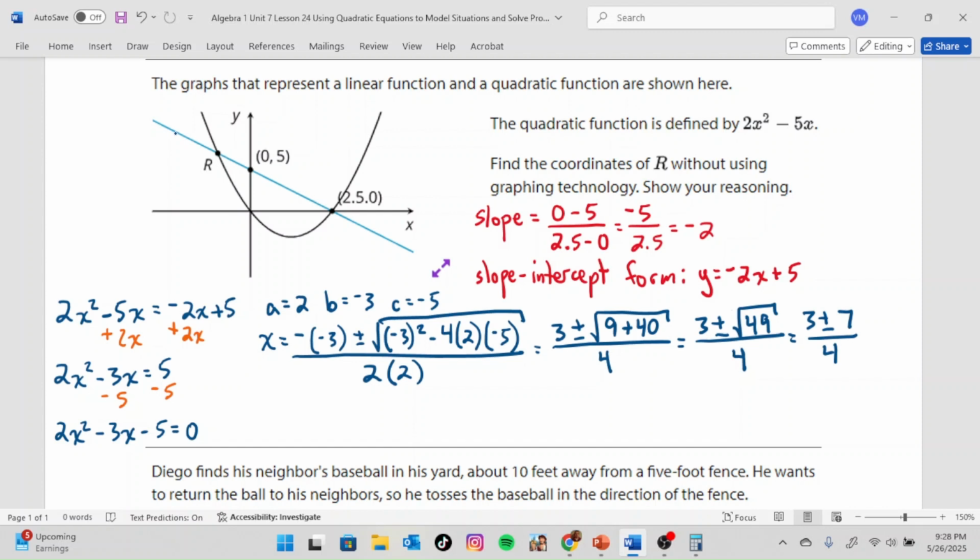So we've got two answers here. The first one is when we add 7. 3 plus 7 divided by 4 equals 10 divided by 4, which equals 2.5. And that is the intersection we already had. So now we need to solve for x for the other option, which is 3 minus 7 divided by 4. 3 minus 7 is -4, and -4 divided by +4 is -1.